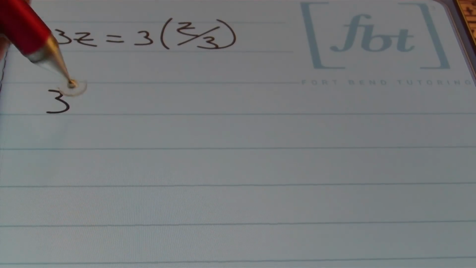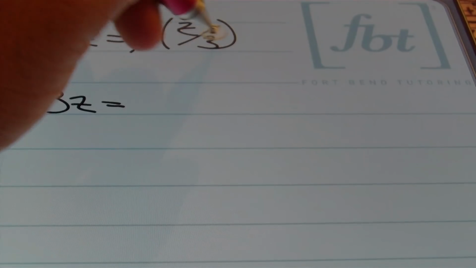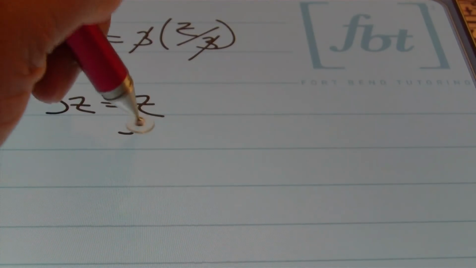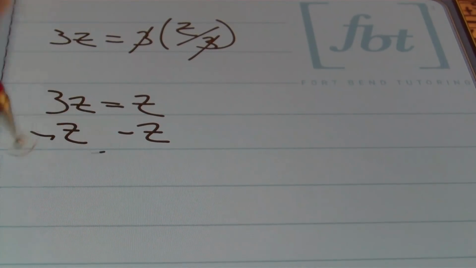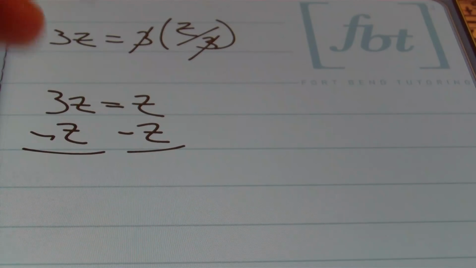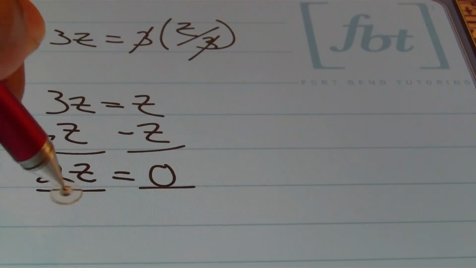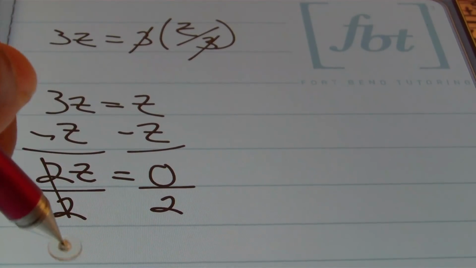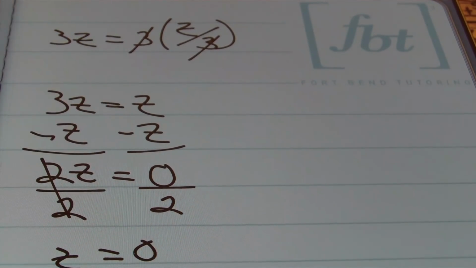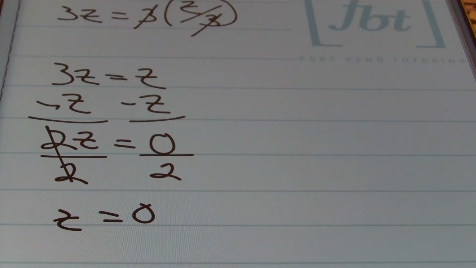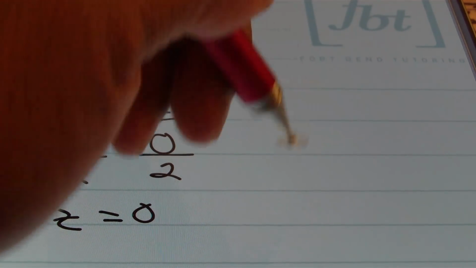All right, like so. So we now have 3z equals z, these 3's will cancel out to leave you a z here, and then I'll subtract z from both sides. All right, so 3z minus z gives me 2z, and z minus z is 0. And next I'll be dividing both sides by 2. So z equals 0. All right, there you have it. That's our solution for z. So we have all of our answers now.